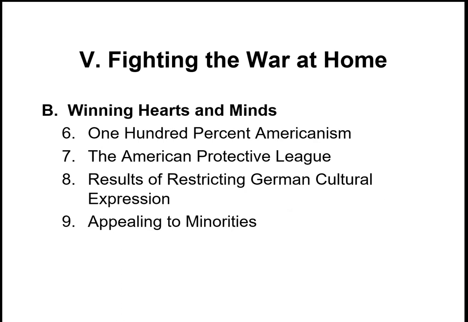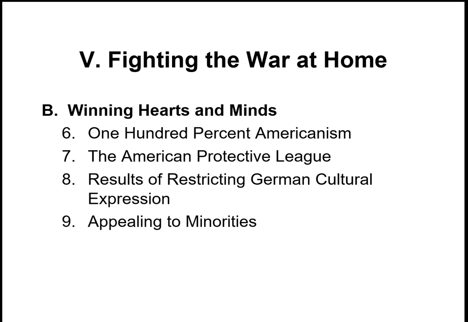Forms of German cultural expression were banned and the names of German foods were changed. Sauerkraut became Liberty cabbage and hamburgers became Liberty sandwiches. The Justice Department also supported the creation of the American Protective League, which grew to about 200,000 chapters nationwide and cooperated with the Bureau of Investigation to spy on and turn in suspected German spies, most of whom turned out to be German immigrants who had not fully assimilated yet.